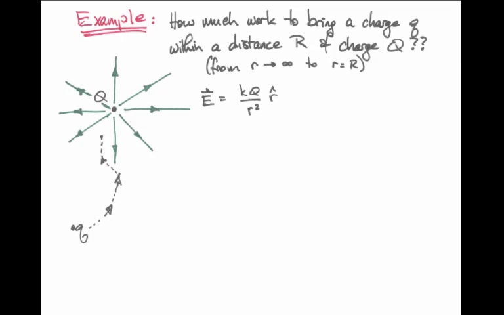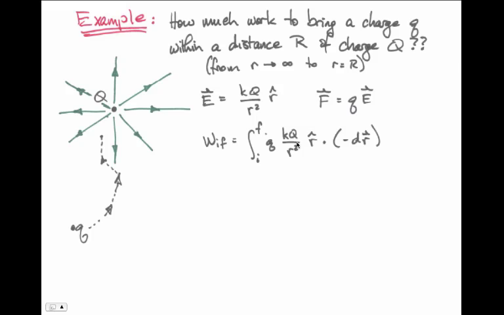We know that the electric field around a charge capital Q is equal to k times capital Q over r squared times the unit vector r, which points away from Q. Therefore, the force on little q will equal little q times this electric field. When we ask for the work to be done to bring the charge little q in from very far away, in toward the charge capital Q, that will become the integral of little q times k times big Q over r squared times r hat, because this is the electric field, dotted into the displacement.